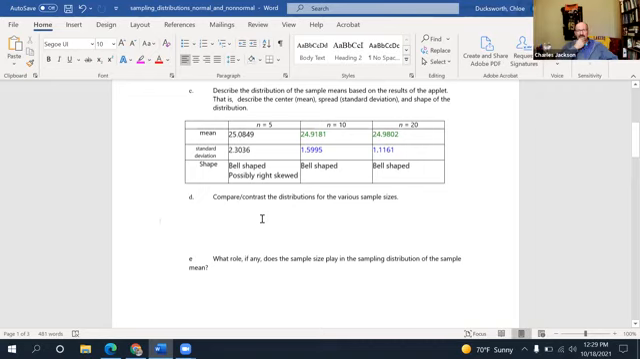Okay, it says compare and contrast. Say how the distributions are alike, say how they're different. They certainly are alike in some ways, but they're also different in at least one important way.